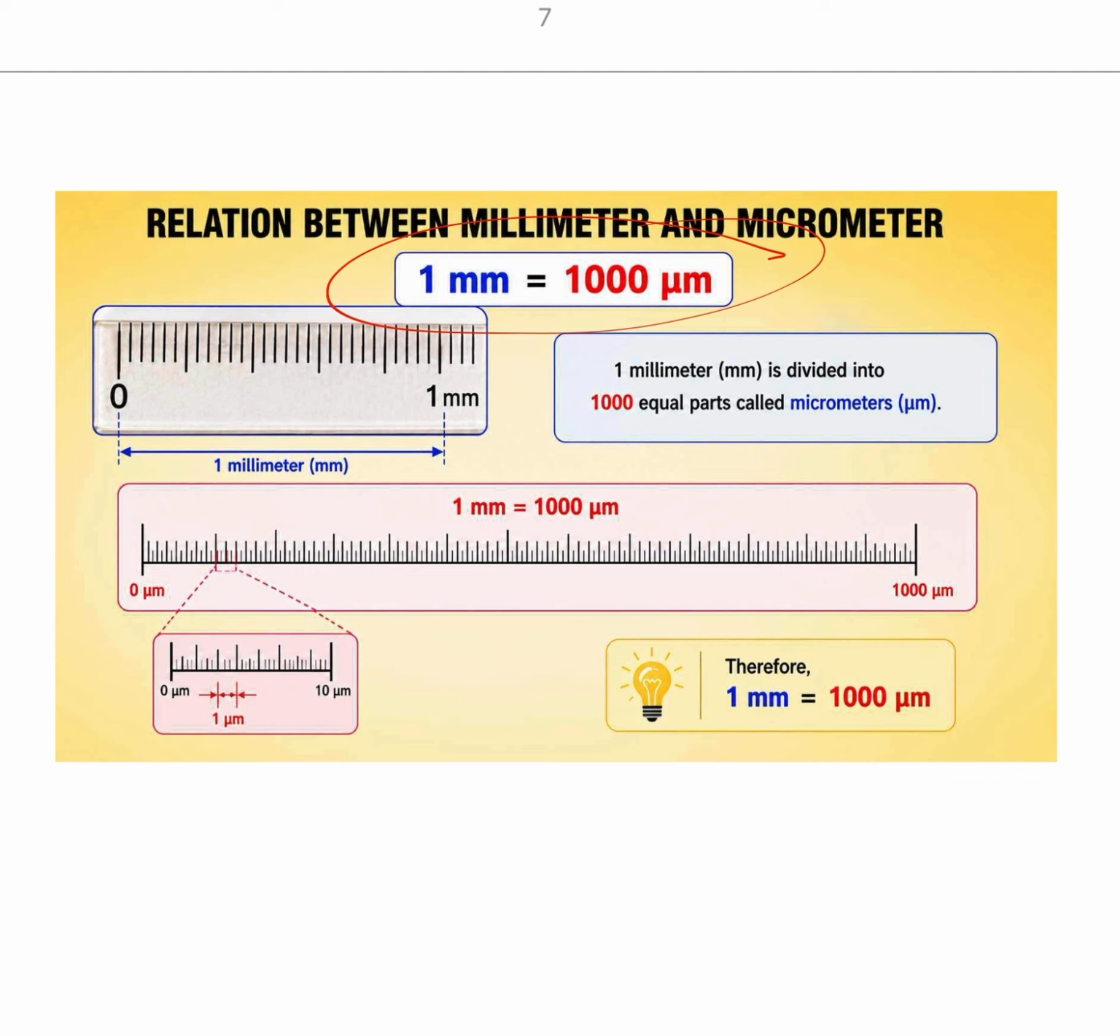And the human eye, how much can it see? We can observe only 0.1 millimeter. Beyond this, the human eye cannot detect anything. So obviously we need a scope which can see at the micro level, and that's why we have a microscope.